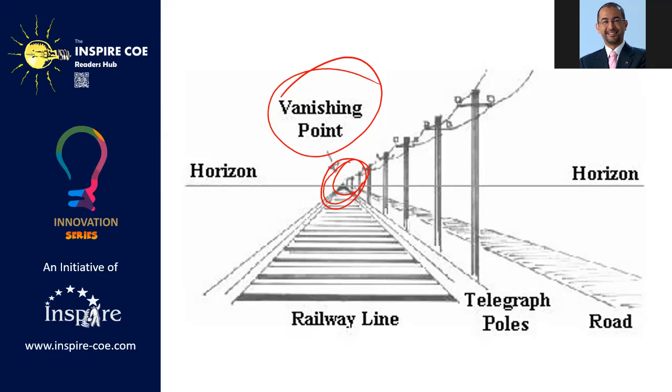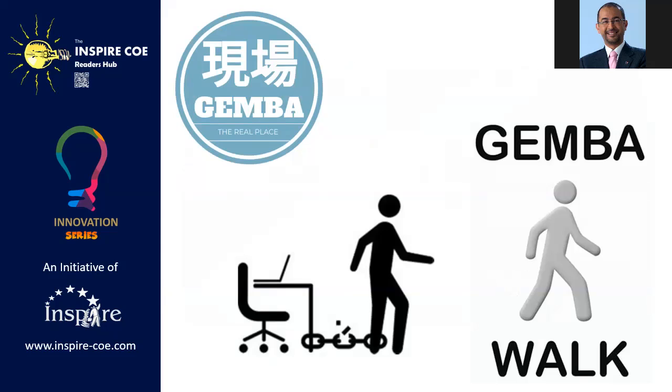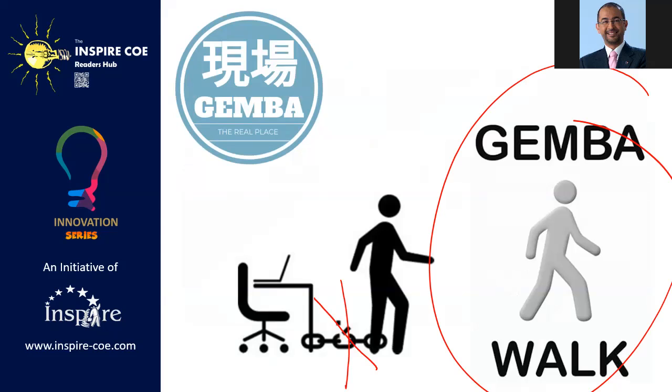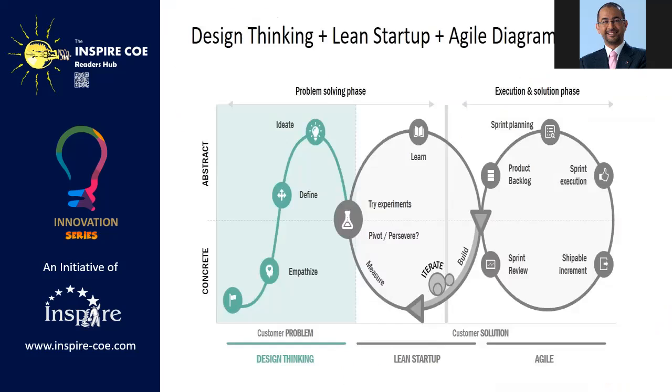So what do they say as a concept? Go and see, and walk out of your designing lab or designing office and go and observe yourself. And this is the concept of Gemba by the Japanese, where they said, break the chains, don't stay in your office, go and walk. Because the more you go and observe people, you will understand trends, patterns, and this will give you ideas on how to create something and create a new solution that can be very beneficial to the users in your context, in your country, in your location, where you are.